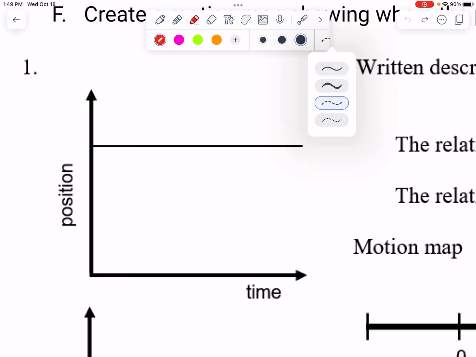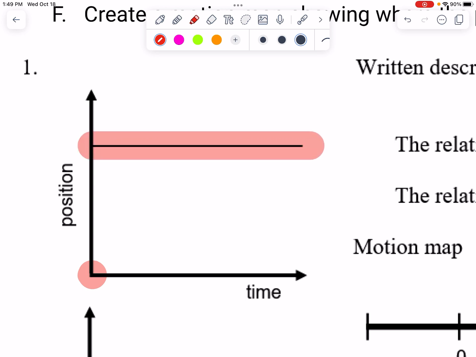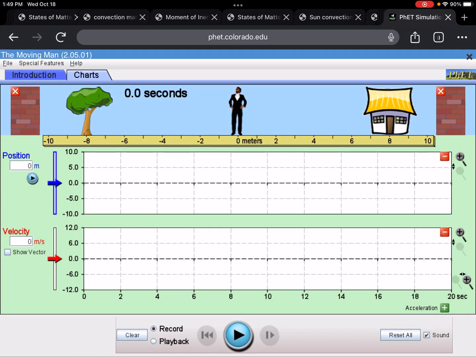So we have a position time graph where our person is not starting at 0, right? 0 would be down here. They're starting at some position above 0. Now you kind of notice it doesn't look very much like their position's changing. Our goal here is to try to recreate this type of graph.